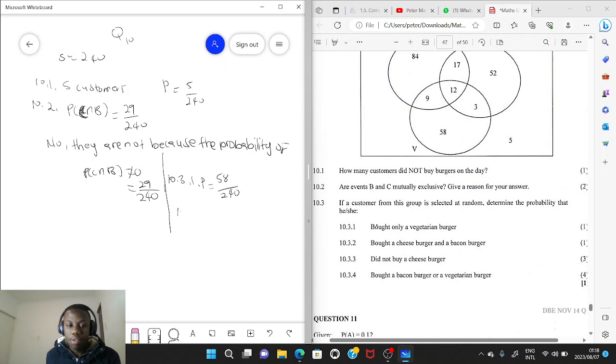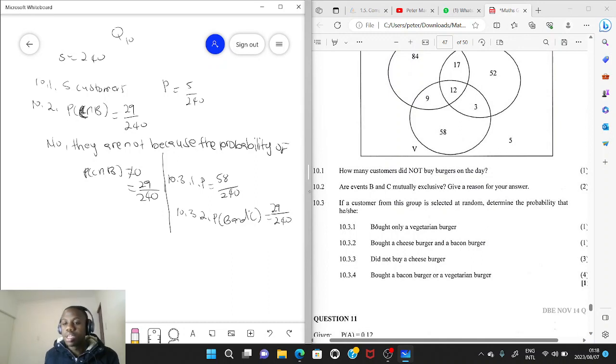And then now I have 10.3.2. So what is the probability that she or he bought a cheese and bacon burger? So we want the probability of B and C. And we determined it from the previous question, when we were asked about mutually exclusive events. We know that it is 29 over 240.